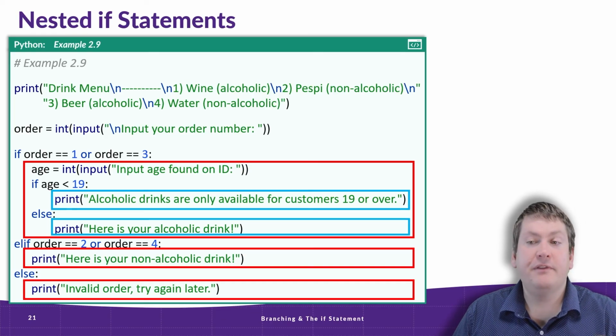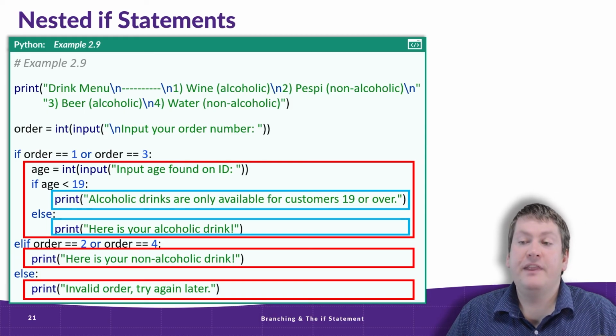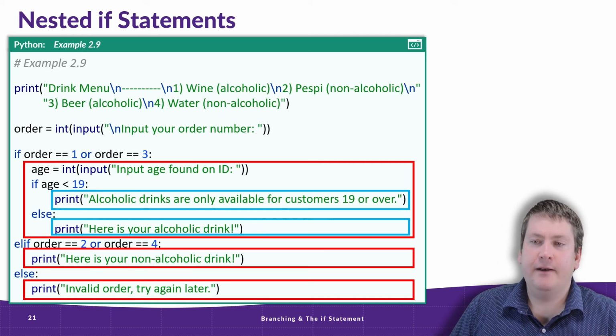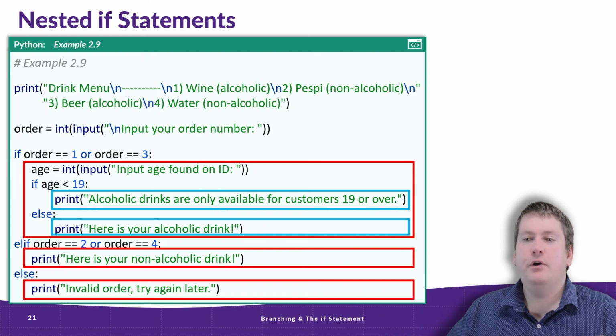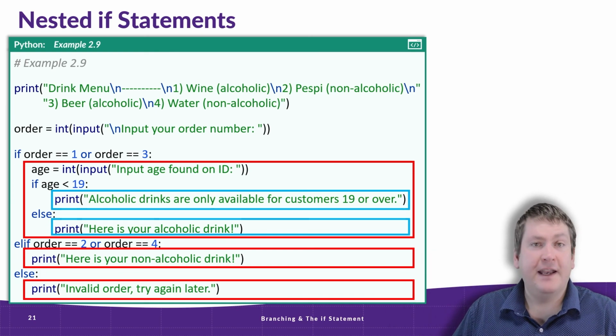Now, inside of the first red box, which is our first block of code, that's going to be run if order equals 1 or order equals 3, then we have a second block of code because there's that second if statement. We have that if statement that's checking their age, if age is less than 19. And then we have 2 code blocks inside of that. So whenever we're starting a new block of code, we're nesting something inside of something else, we need to increase the indentation level.